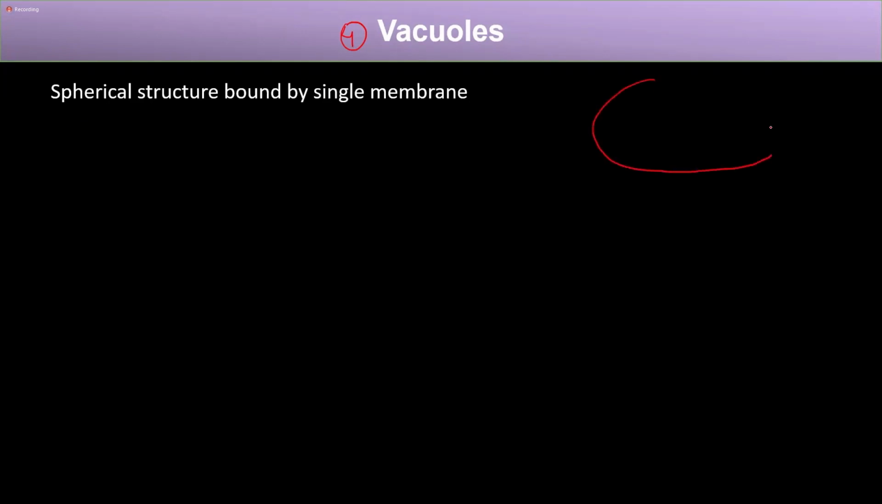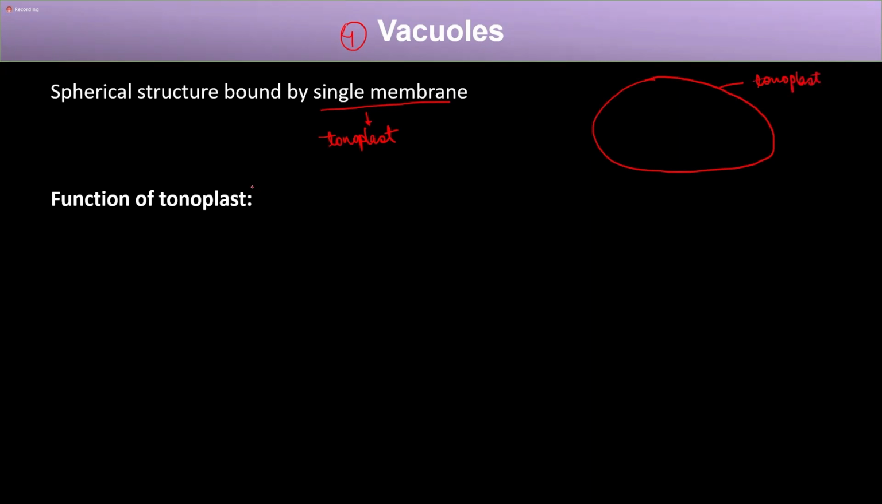So, if we talk about the vacuoles, vacuoles are the spherical structure that is bound by a single membrane. So, a vacuole looks something like this. Now, this single membrane of a vacuole is known as tonoplast, and this tonoplast has various functions.